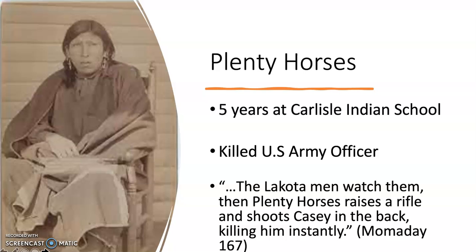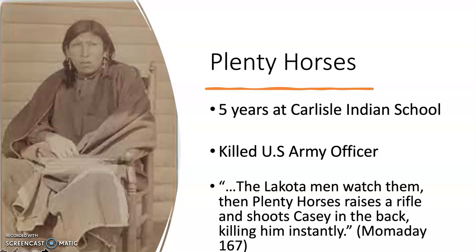Plenty Horses was acquitted of all charges because the killing of the officer was deemed an act of war. This was mainly deemed an act of war because if it wasn't, that would mean that many killings that took place at the hands of Army officers and Army soldiers would have been considered murder instead of acts of war, which would have resulted in a lot more trials.